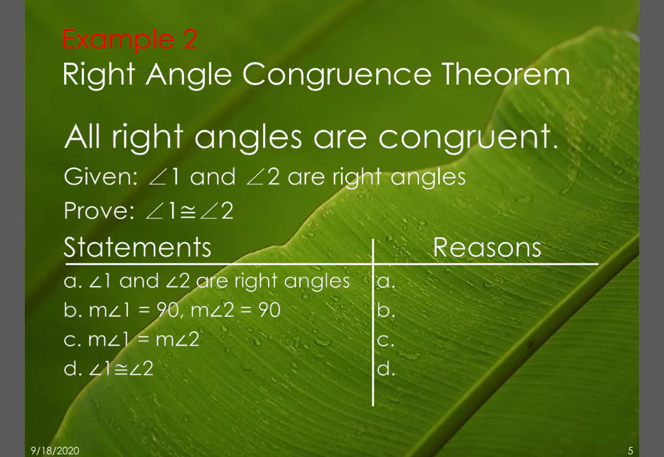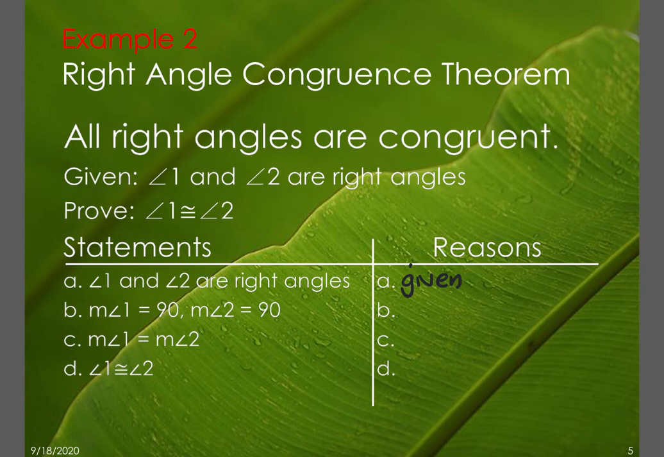All right, so example 2, right angle congruence theorem. Now we're taking that same thing, but we're putting it in a 2-column proof. So we are proving all right angles are congruent, given the same information we just did with the flow chart. You're given angle 1 and angle 2 are right angles, and you want to prove that they are congruent. If angle 1 and angle 2 are right angles, where did that information come from? Given. This is given.